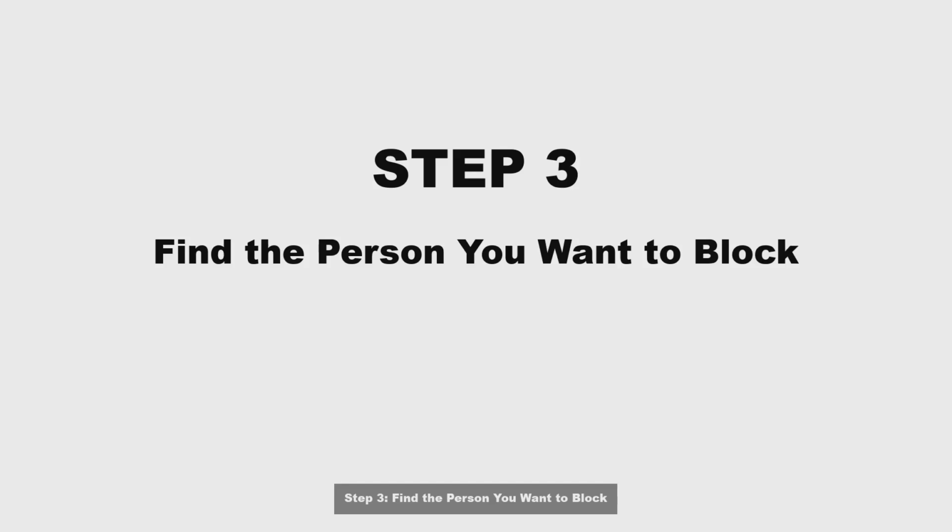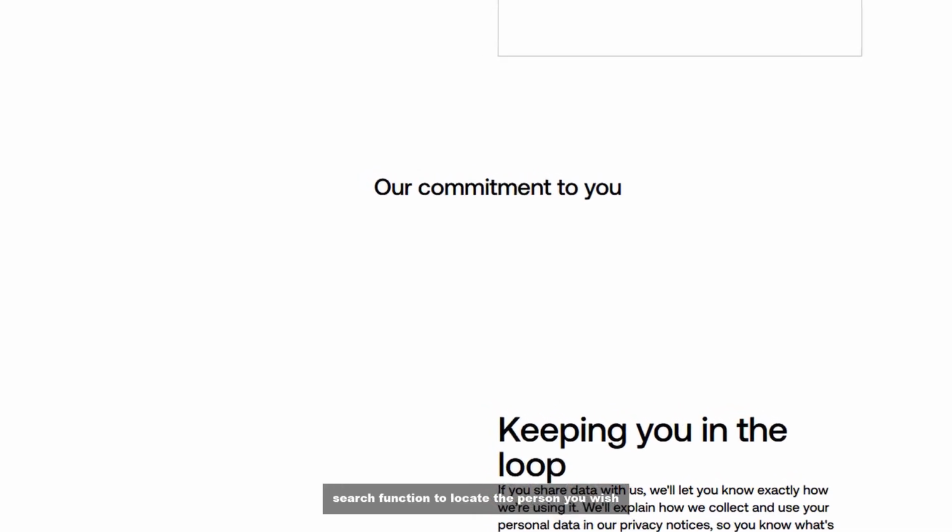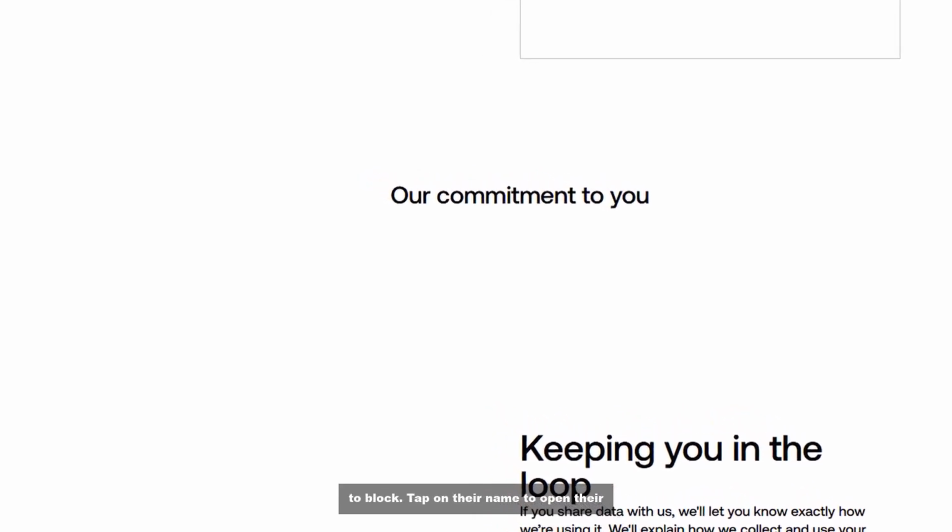Step 3. Find the person you want to block. Scroll through your contacts or use the search function to locate the person you wish to block. Tap on their name to open their profile.